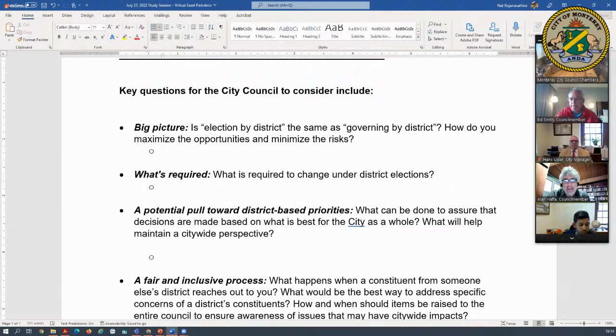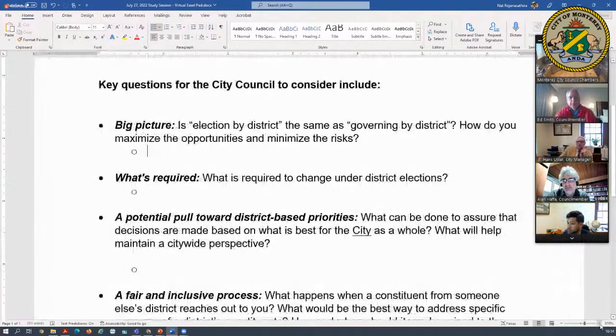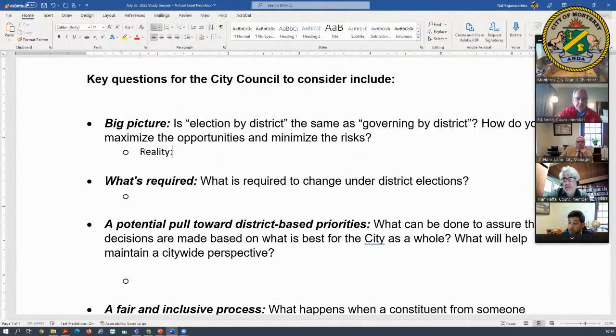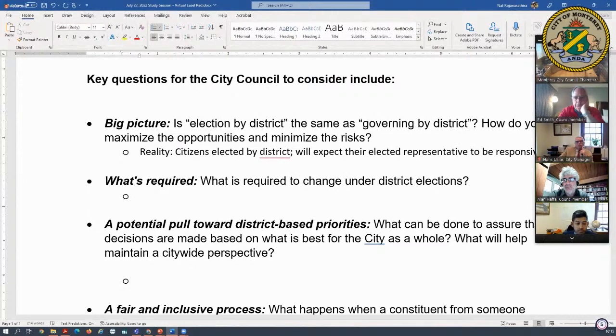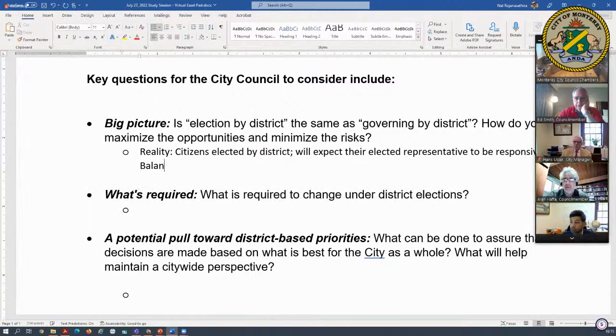Thanks, Ed. So the reality is people are going to be elected by citizens in their district. And those citizens are going to expect those district-elected council members to represent their interests. And that's not an unreasonable expectation, right? As somebody who represented the city of Monterey on the MPUSD school board, which is districted, my approach was to balance my responsibility and duty to represent Monterey and that particular district, as well as to look at the whole district.